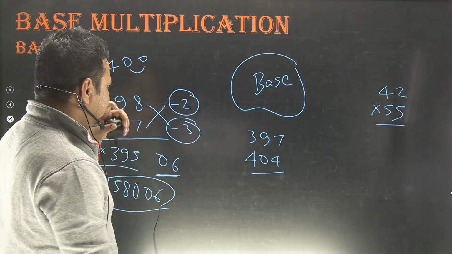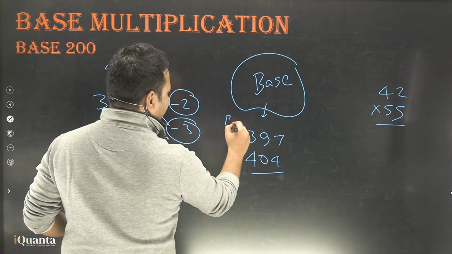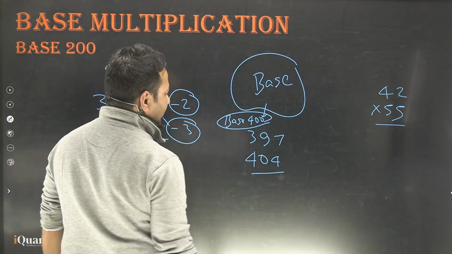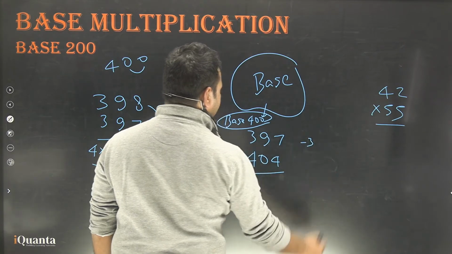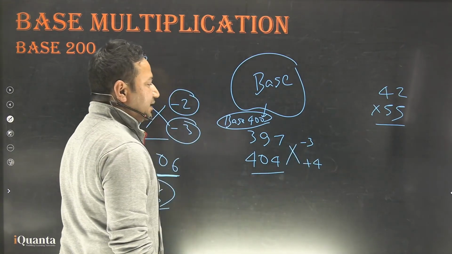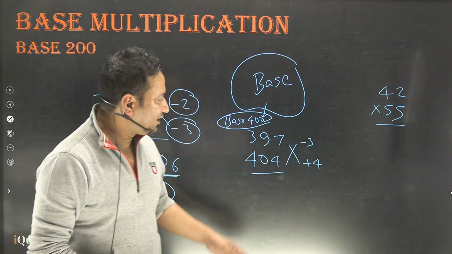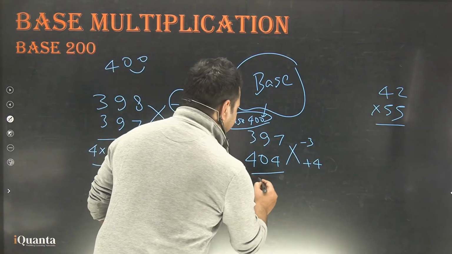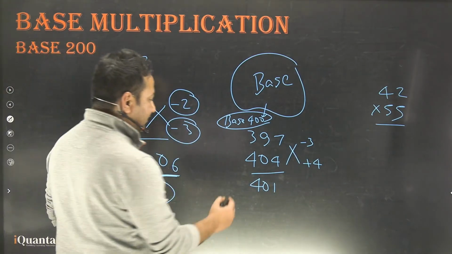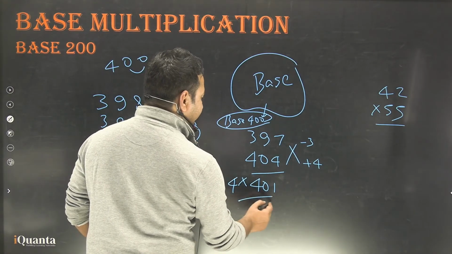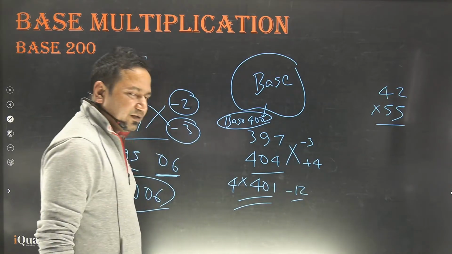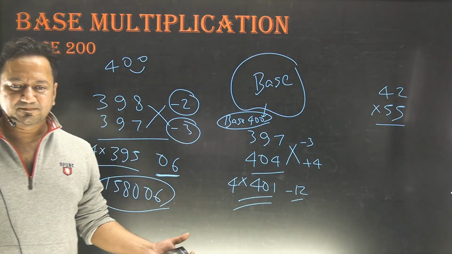What is the base in this case? The base is 400, isn't it? 400. 397 is 3 less than 400. 404 is 4 more than 400. Doing the same thing, 404 minus 3 or 397 plus 4, you will get 401 in both the cases. Because the base is 400, we need to multiply this by 4. Minus 3 into plus 4 is minus 12. See, it's minus 12, right? So we need to subtract 12 after this.